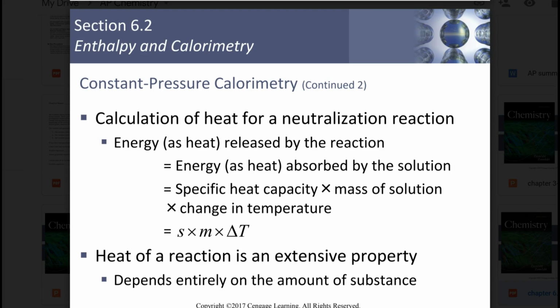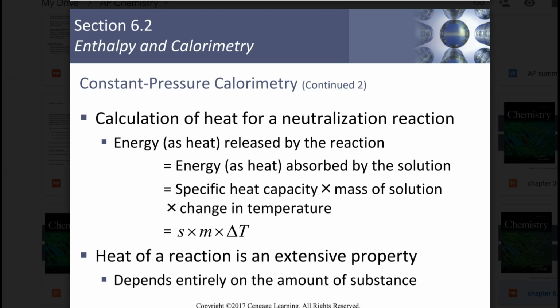In order to calculate this and determine exactly what's going on, in order to determine the energy released by the reaction, you need the specific heat capacity, which is S or C. You see it both ways. M is the mass that you're dealing with, and delta T is the change in temperature of your solution. Q equals MC delta T. C or S is specific heat capacity.